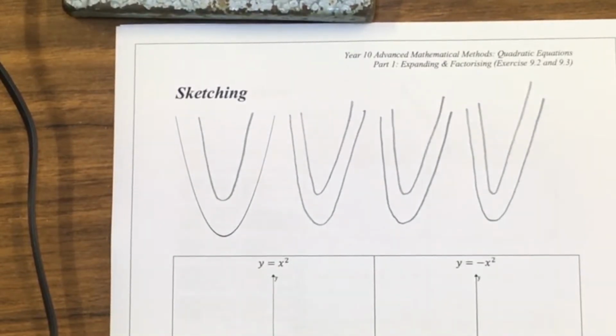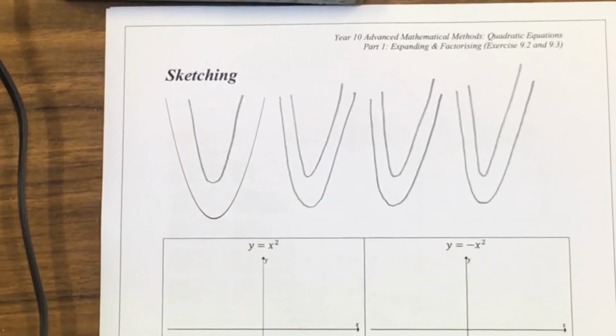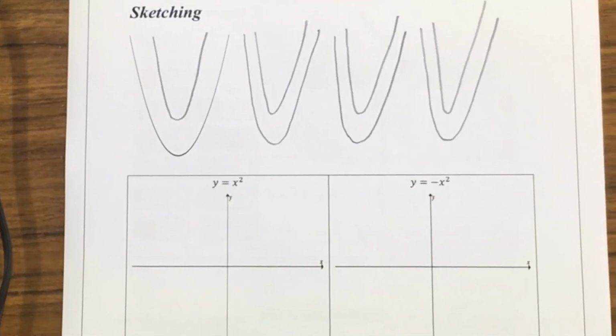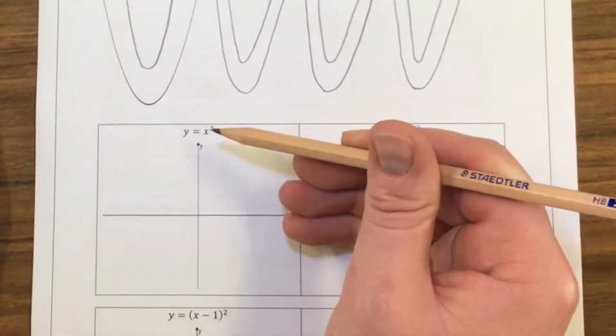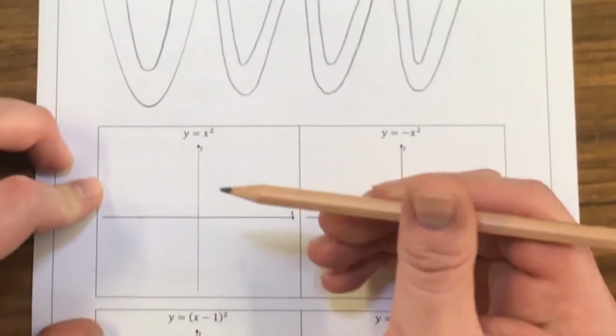Why is it important to be able to sketch the picture? To be able to do this makes drawing the graph infinitely quicker. So what I'm going to do here is show how the graph looks in each of these sets of circumstances. So, y equals x squared.